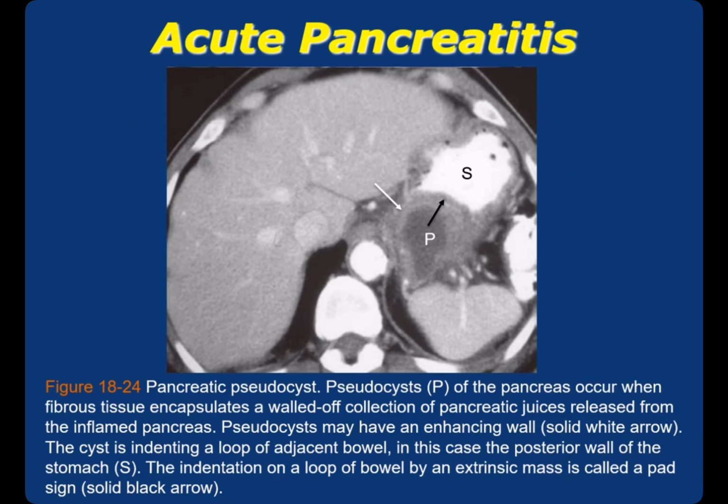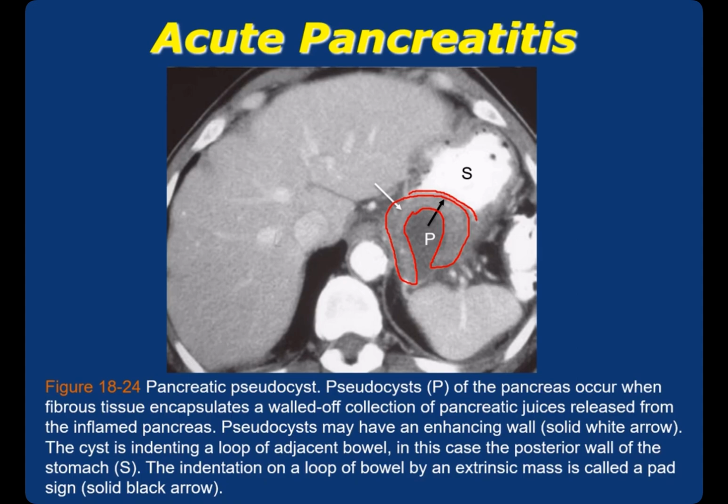Pseudocysts of the pancreas occur when fibrous tissue encapsulates a collection of pancreatic juice released from the inflamed pancreas. Pseudocysts may have an enhancing wall. This area is the enhancing wall of the pseudocyst. And the cyst is indenting a loop of bowel, in this case the posterior wall of the stomach. Here is the posterior wall of the stomach.